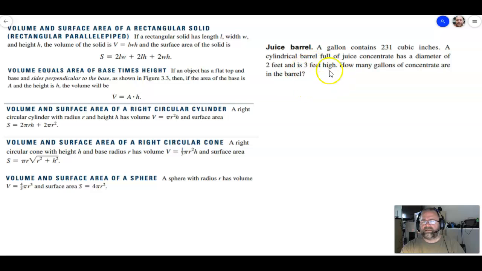Alright, so they're asking us how many gallons of concentrate are in the barrel. So this is definitely a 3-dimensional space that we're looking at, so this would be a volume formula. And a barrel could be considered a right circular cylinder. So what I'm going to do is first draw out the barrel, and it doesn't have to be perfect. So kind of open top and bottom here, and I know that the height is 3 feet, and I know that the diameter across the circle base is going to be 2 feet.